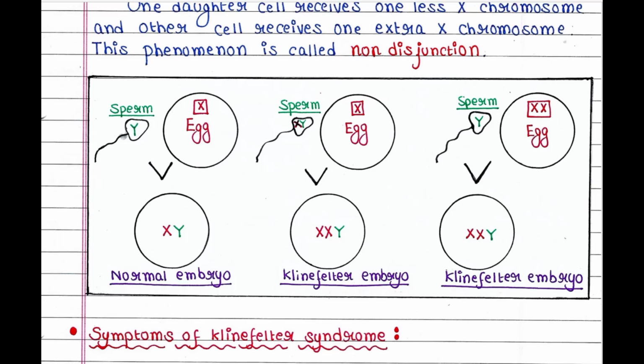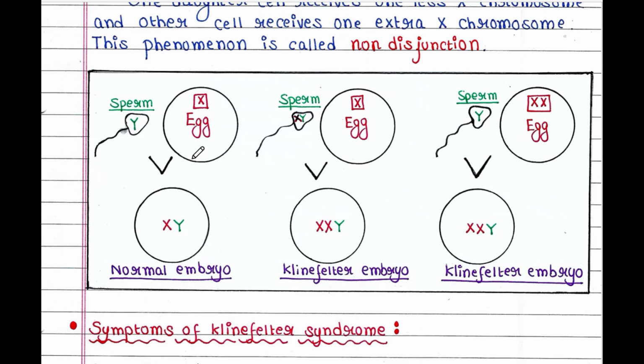We will see this interesting figure. Here we have a normal egg that contains 1 X chromosome. And here we have the sperm, and this sperm is containing a normal Y chromosome. When this sperm fuses with this egg, a zygote forms. And this zygote is absolutely normal since it has 1 X chromosome and 1 Y chromosome. So it will be a male baby.